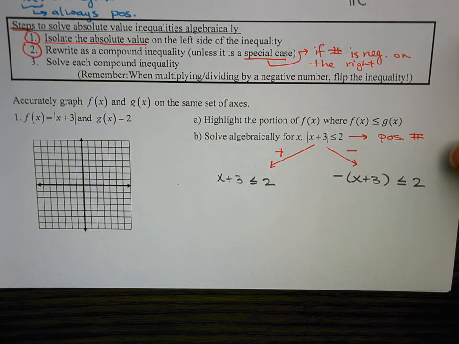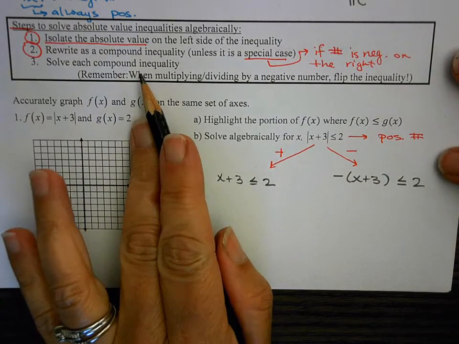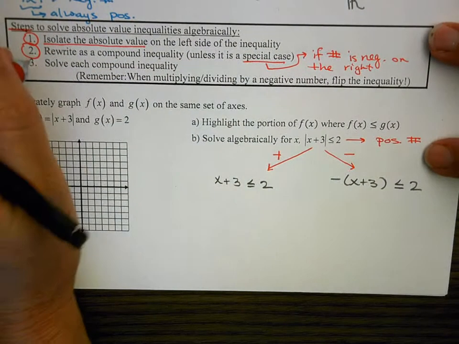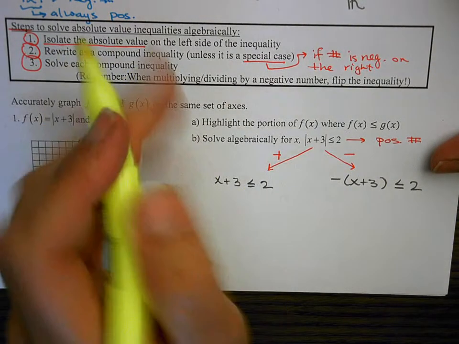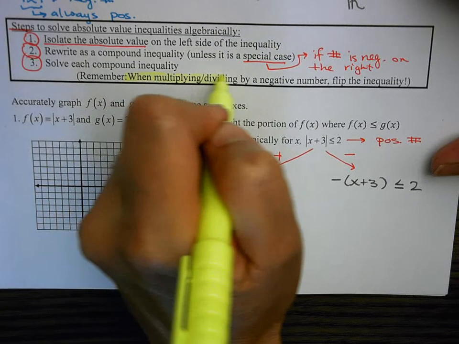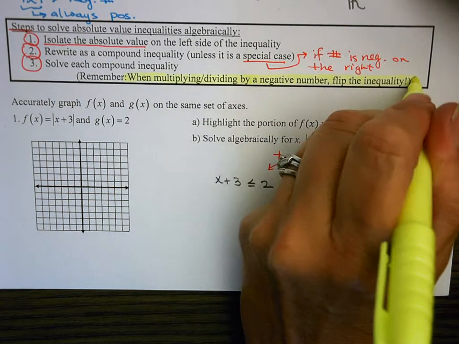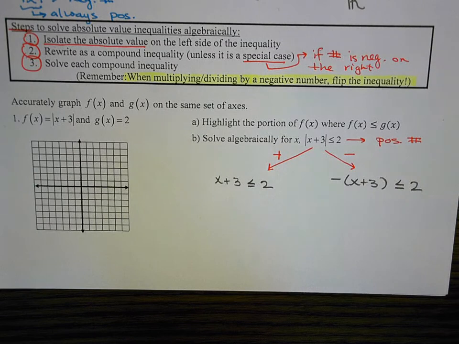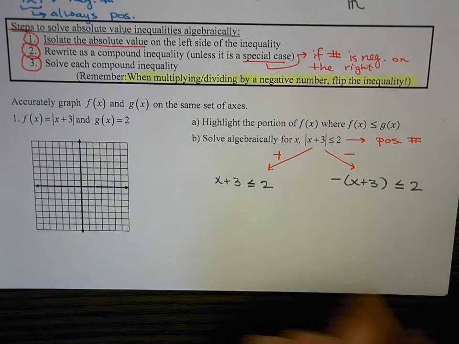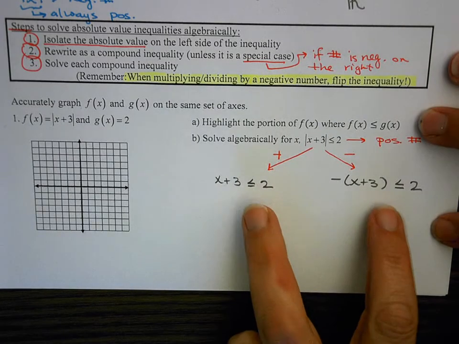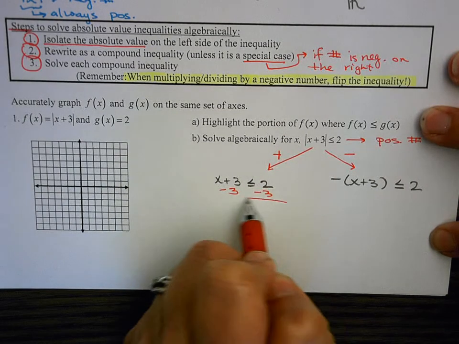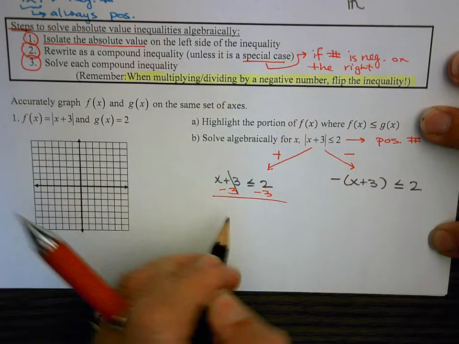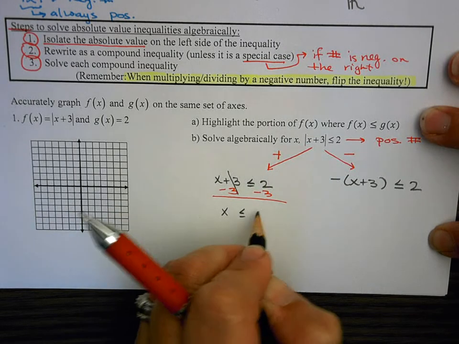Okay, so then from there, we need to solve each compound inequality, so that's step 3. And this is from previous classes. Whenever you multiply or divide by a negative number, you need to flip the inequality. So whenever we multiply or divide by a negative number, we flip the inequality. Okay, so we need to remember that when we're solving. So when I go to solve these 2 equations, I'm going to start with subtracting 3. And so this would give me 0. And then 2 minus 3 is negative 1.